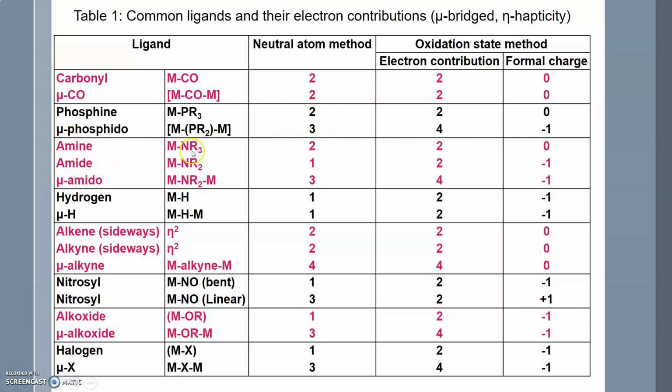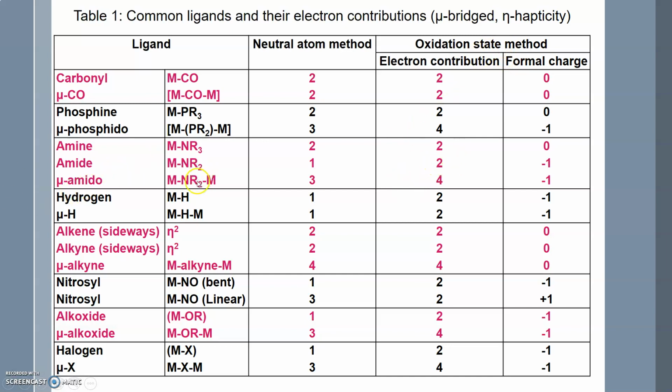Then the next one is amine, when it is acting as the terminal ligand with 0 as a neutral ligand. When it is acting as a neutral terminal ligand, then the electron contribution is 2 in both the neutral atom case as well as in the oxidation state method. When it is an amide ligand, that is NR2 minus, then the neutral atom method counts the number of electrons donated by NR2 as 1, whereas the oxidation state method counts the electron contribution as 2.